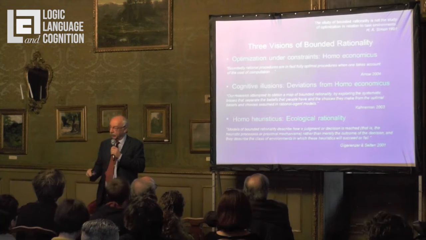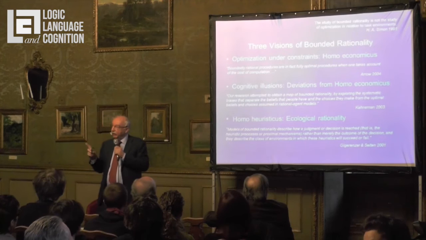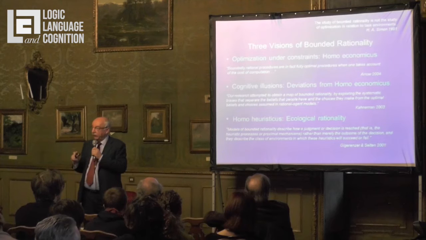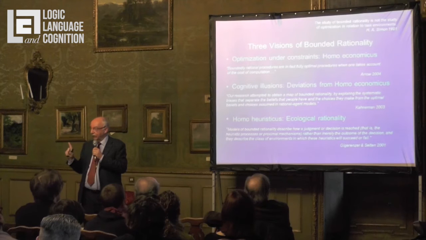That's the first distinction. The second distinction is as if versus you want to look in the process. With these two distinctions in mind, you can understand the differences between the three existing visions about what bounded rationality is. It's not of one kind. It's of at least three completely different kinds.